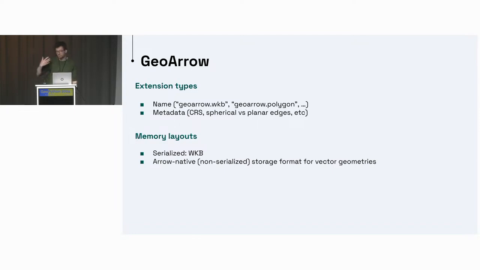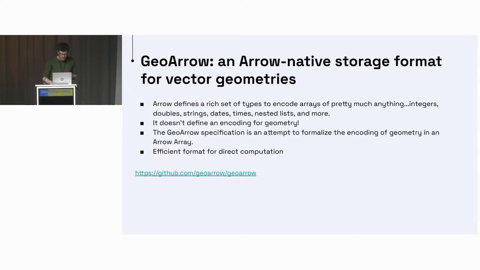But yeah, we can do better given that we are moving data from one system to another. And well-known binary is again some kind of serialization, and so we want to avoid that as much as possible. And we can also define more native ways to store geometries in our geometry column. And that's where GeoArrow defines a set of such data types.